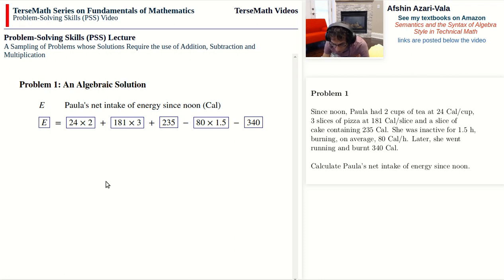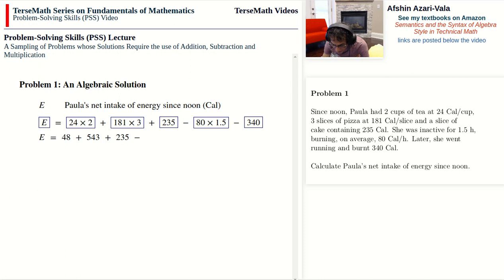And this view also tells us how to work out an expression. We obviously need to work out each of these boxes, each of the terms, and then we can add and subtract them. So the next line is E equals 48. That corresponds to 24 times 2. And so the intake of energy from the cups of tea adds up to 48 calories. We add the intake of energy from pizza, which is 543. And then to this we add the intake of energy from the cake. That one doesn't change, of course. In this term we only have 235, so we'll just copy it.